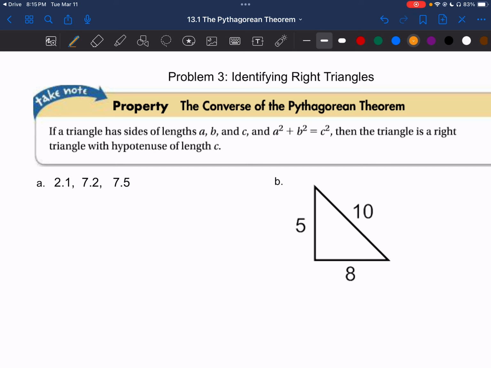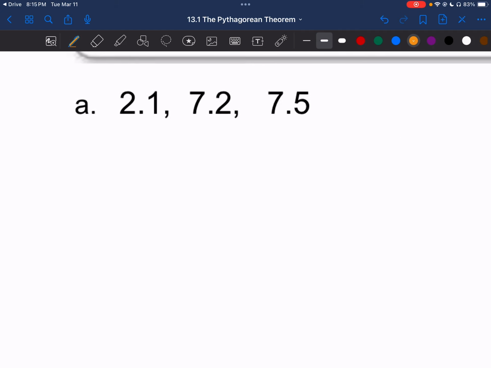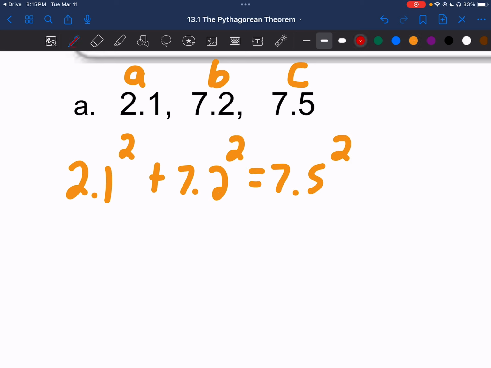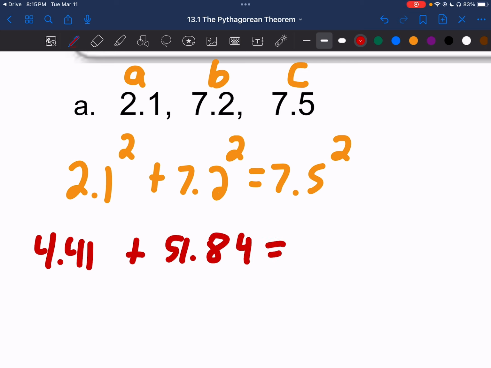So let's substitute in, let's see what we get. So we look at our three sides for letter A. A and B don't matter, but C must be my longest side. So we're just going to do them in order, A, B, and C. So we have 2.1 squared plus 7.2 squared equals 7.5 squared. All right, 2.1 squared. 2.1 times 2.1 is 4.41. 7.2 squared is 51.84, and 7.5 squared is 56.25.